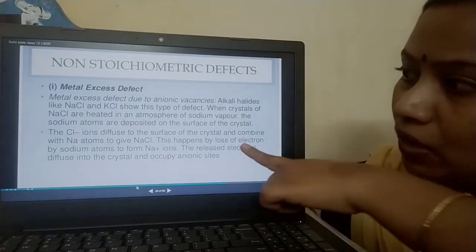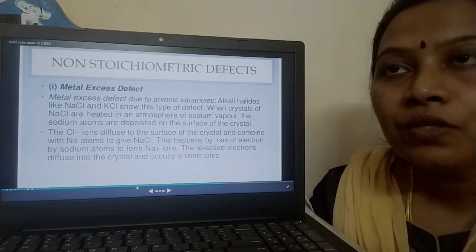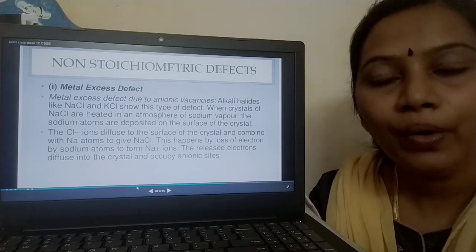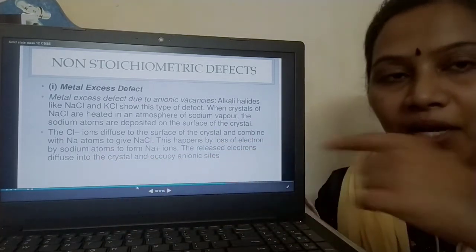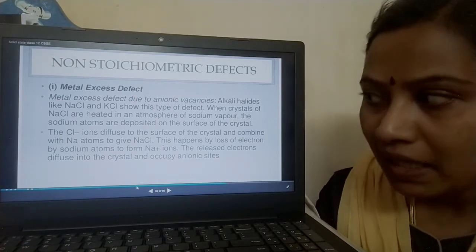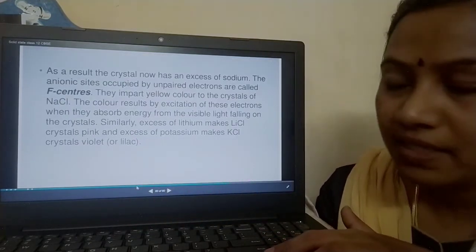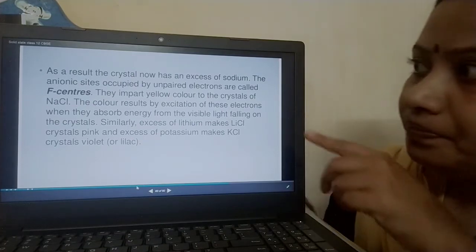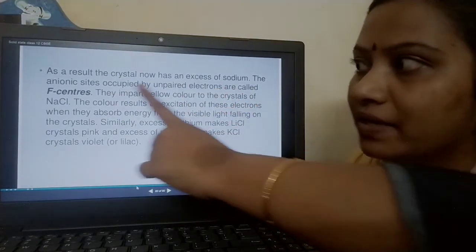Now this happens by the loss of an electron by the sodium atom to form a sodium ion. Now the sodium atom became Na plus. Na is converted to Na plus. The released electron diffuses into the crystal and occupies the anionic site. I told you Na has become Na plus plus e minus. So this e minus has diffused into the crystal and started occupying your anionic site. As a result, now my crystal has an excess of sodium. These anionic sites which are occupied by unpaired electrons are called F centers.